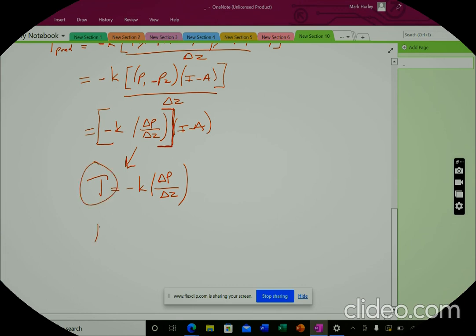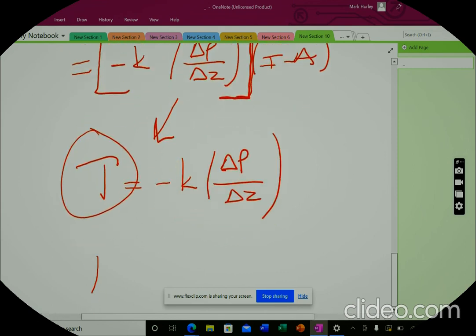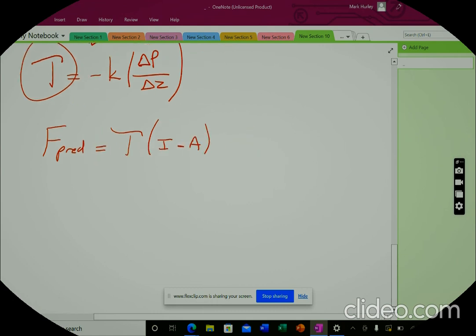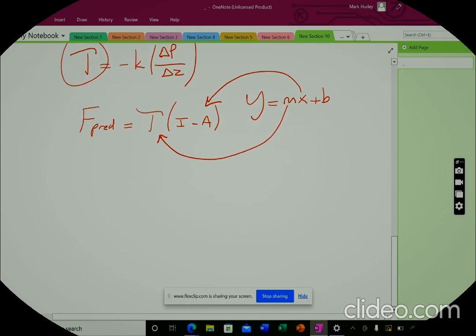Because when we rearrange the formula, you get F prediction is now going to be tau times I minus A. And notice in algebra, when you write y equals mx plus b, a linear equation, our m is equal to tau, our x is equal to I minus A. Dependent variable. Now we have a linear equation with a y-intercept of 0.